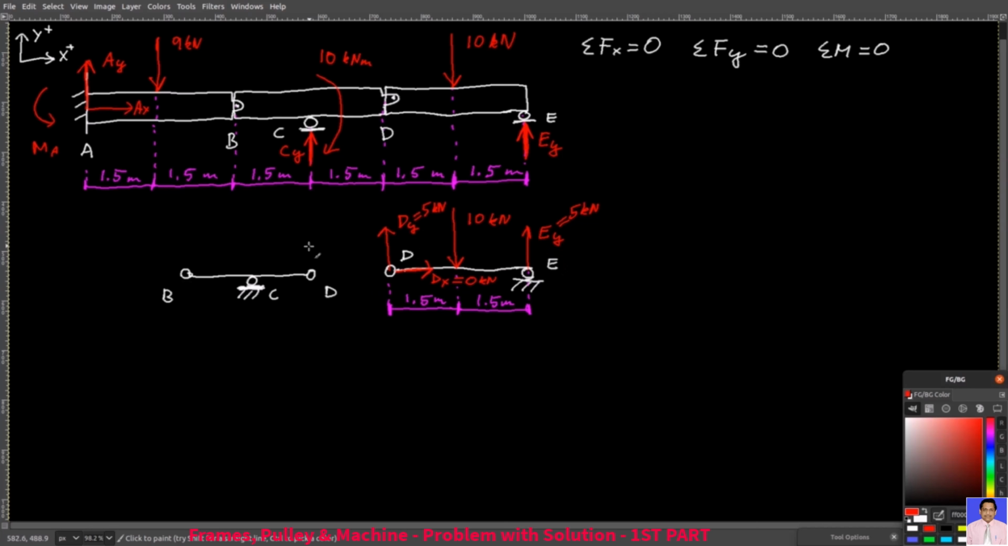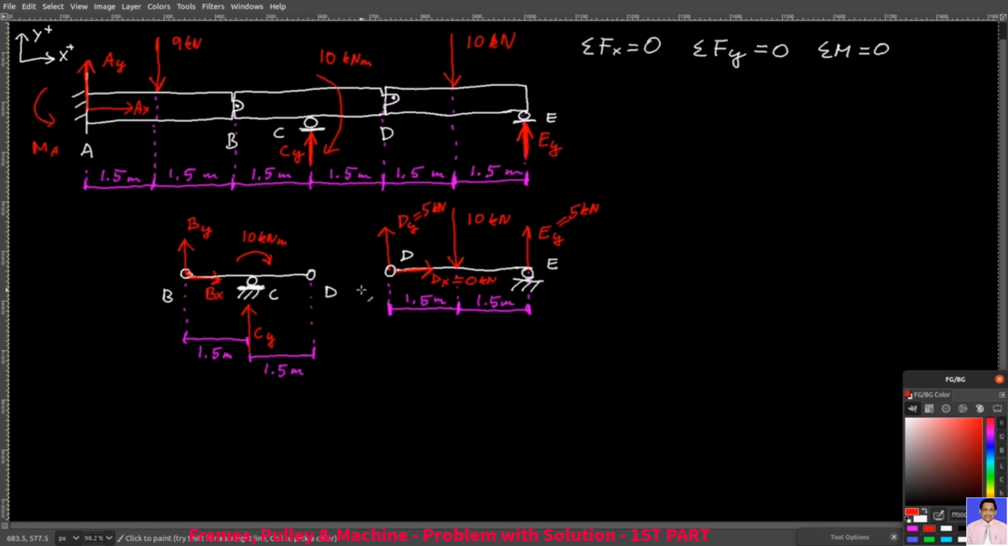Now we can take the member BD and draw the free body diagram for it separately as well. So this is the couple moment. This is the roller support. At B, you also have reaction forces in two directions. Here are the dimensions. And now this is very important.